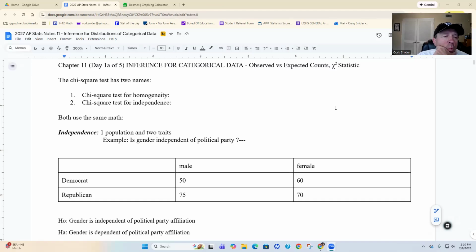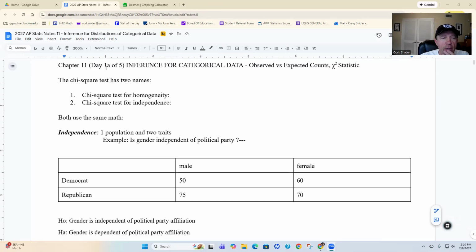We are going to go over the chi-square distribution for tables. Starting in 2027, they have dropped the first part of the chi-square, which is goodness of fit. That's not going to be taught, so it's actually going to be a fairly quick chapter. We're just going to do tables.